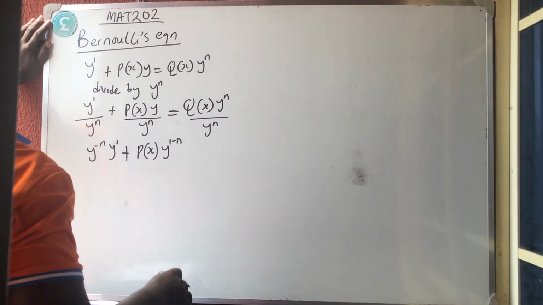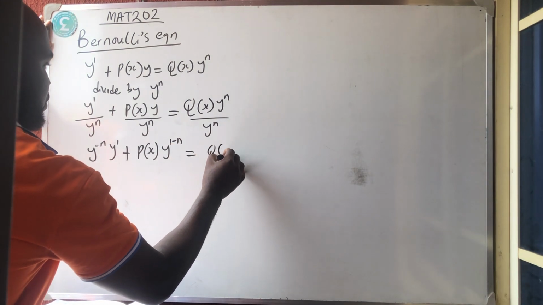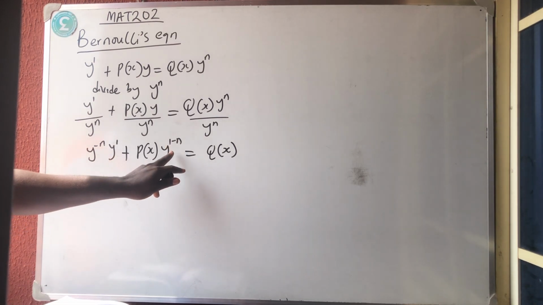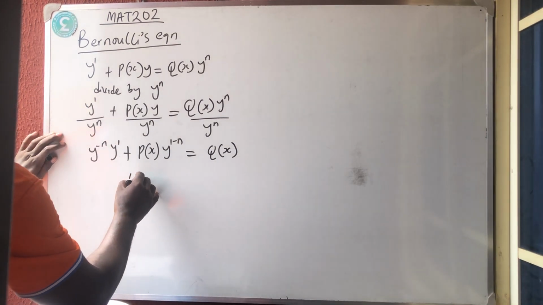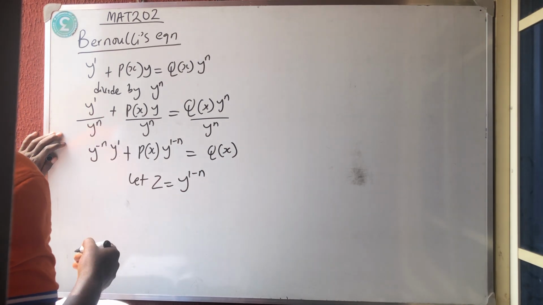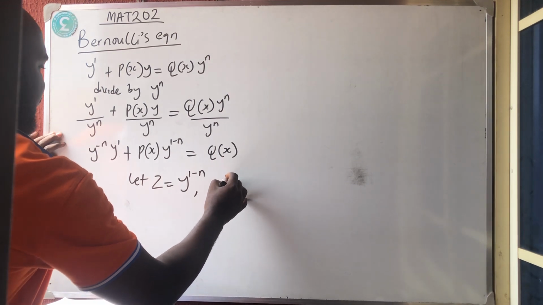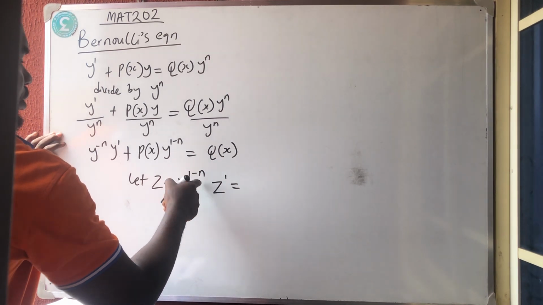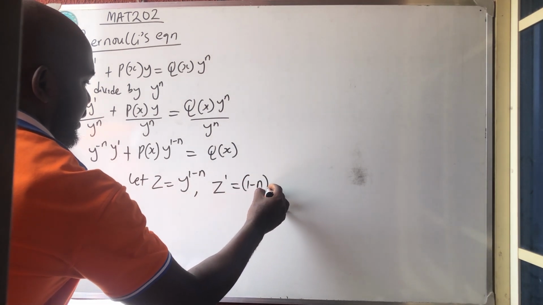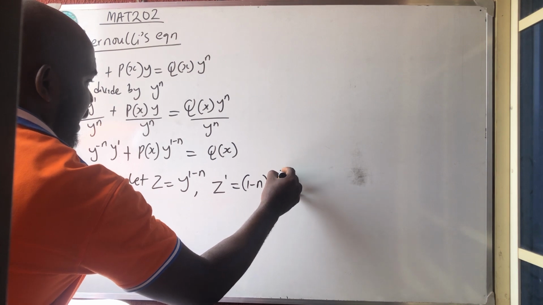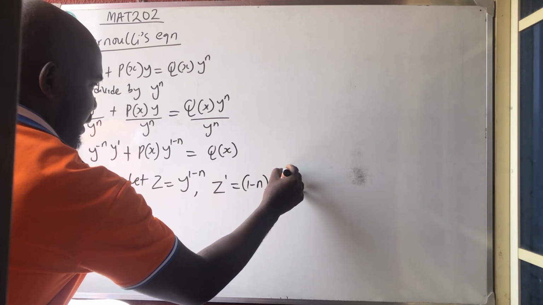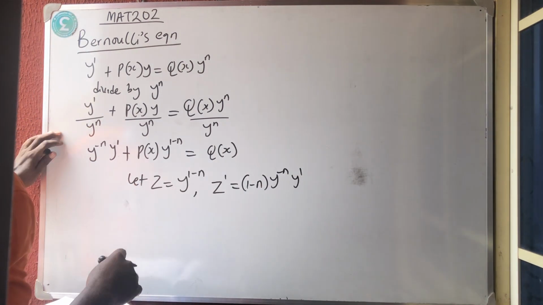Are you getting it now? So it is equal to q of x. So you will now say, let z be this thing you are seeing here. So let z be equal to y raised to power 1 minus n. So z prime, what do you think z prime will be? Multiply by the power and remove 1 from the power. So I'm having 1 minus n, y raised to power minus n, because 1 minus n minus 1 gives minus n, then y prime. Are you getting it now?